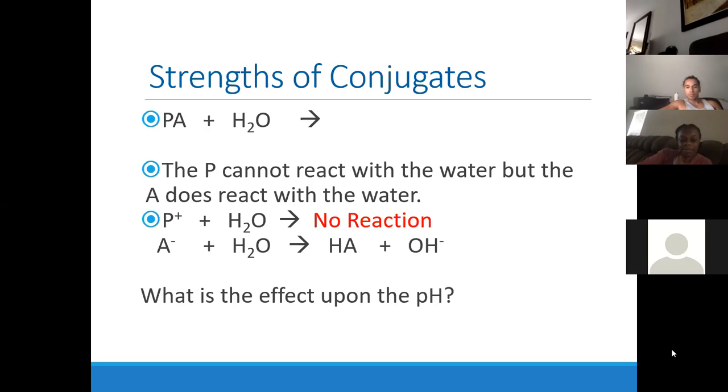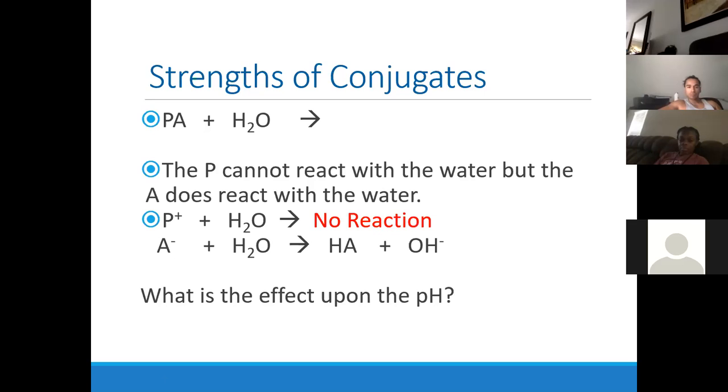I'm generating OH minuses. So if I put a salt in the water, my salt has my cation that is a weak conjugate acid. It's not going to react to make H3O pluses, but my A minus will react to make OH minuses. So I put a salt in the water, I make a base. Does that make sense to you?